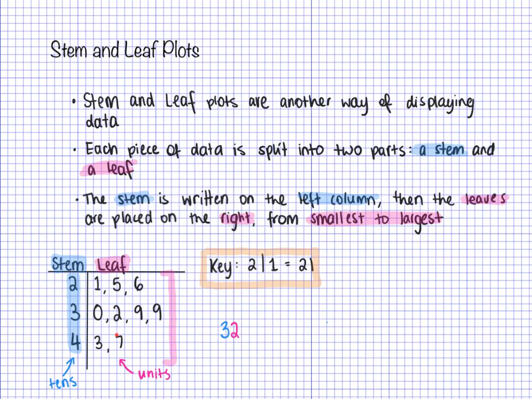This number here is a 7. Its stem is 4. Therefore, this number is representing 47. That's how stem and leaf plots work. It allows us to write a large amount of data quite easily. One of the most important things is to make sure your leaves are in numerical order. See how these are all from lowest to highest, the lowest being closest to this line here.